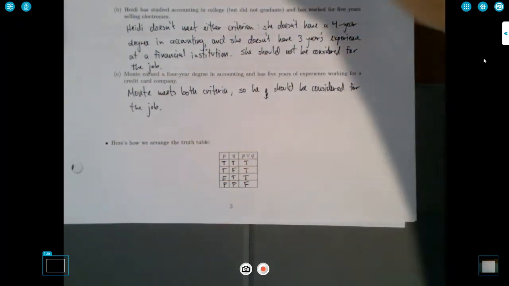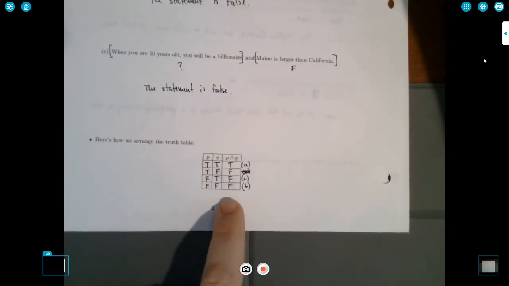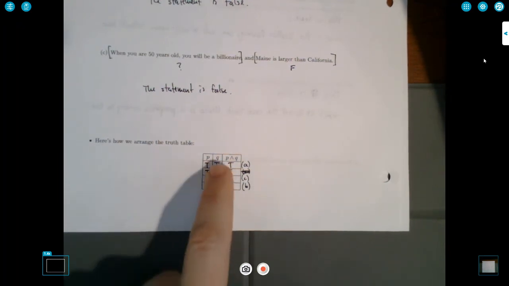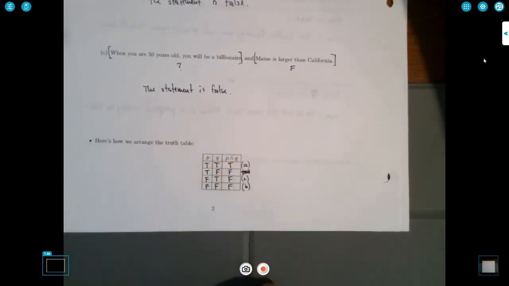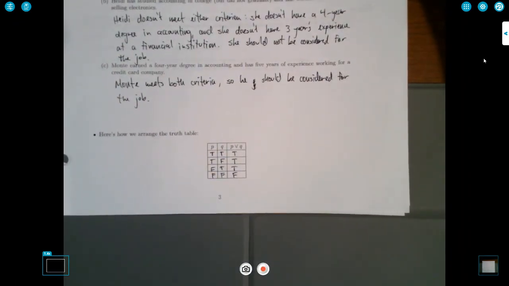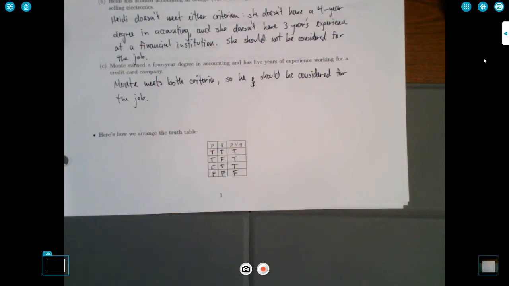So now compare that to the truth table for conjunction, right? Where a conjunction is almost always false, right? The only way a conjunction can be true is if both P and Q are true. If even one of them is false, then the conjunction is false. Whereas with the disjunction, right, it's almost always true, right? All you need is for at least one of the statements to be true for the disjunction to be true. Okay.